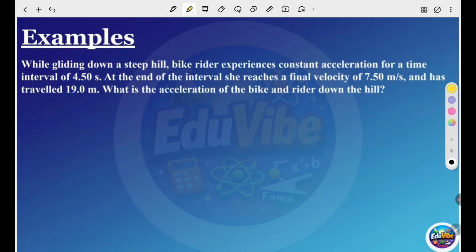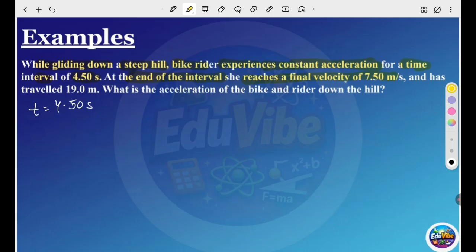Here they write that while gliding down a steep hill, the bike rider experiences a constant acceleration. They mention that there is a constant acceleration over a time interval of 4.50 seconds. They've given us the time, so write that time over there, which is 4.50 seconds. Read the problem and write what you have. Then we have the end of the interval, and it reaches a final velocity of 7.50 meters per second.